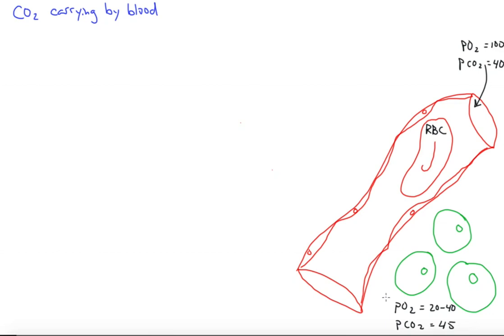In this video, we're going to talk about the carrying of carbon dioxide by blood. Certainly, we've already discussed the carrying of oxygen and how that is really dependent on the expression of hemoglobin, right? Remember that almost 99% of oxygen carrying in the blood is bound to hemoglobin.